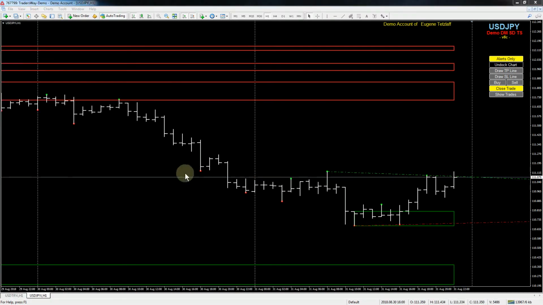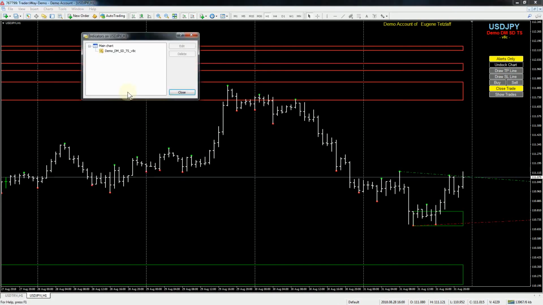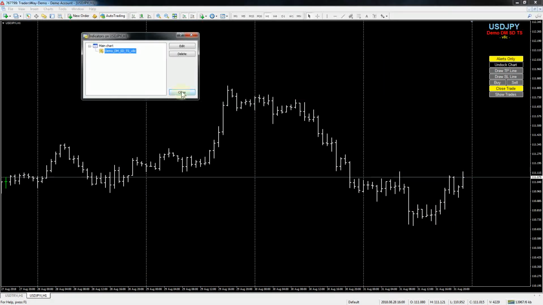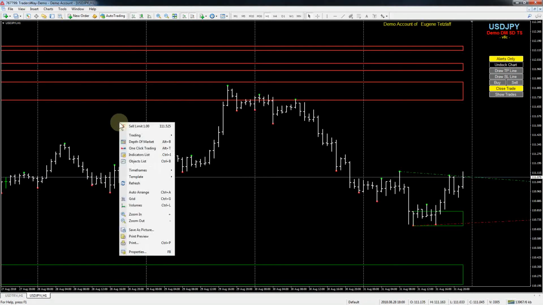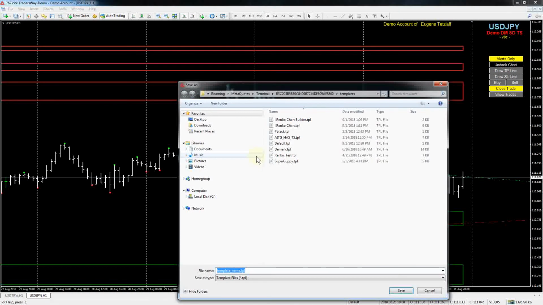Now once you get this set up, the way you want the indicator set up, and you can see I turned this to true. We'll just leave everything the way it is for now. We can turn this OK. And what we can do is we can save this as our default template. As our default.